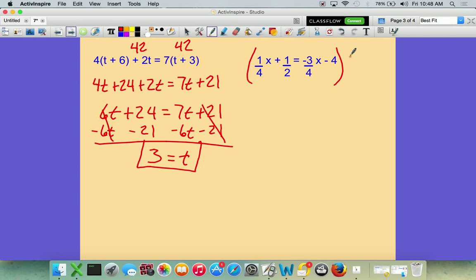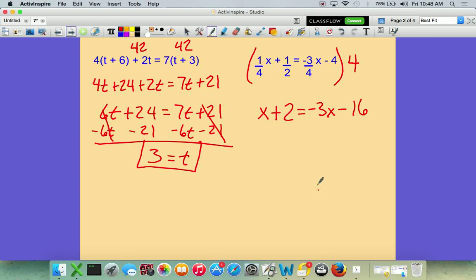If we multiply all of these terms by 4, that will get rid of all of our fractions. So 1/4 times 4 is 1 times x, plus 1/2 times 4 is 2, equals negative 3/4 times 4 is negative 3x, minus 4 times 4 is 16.